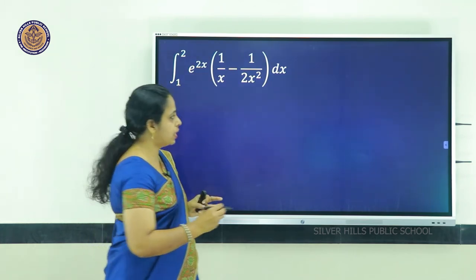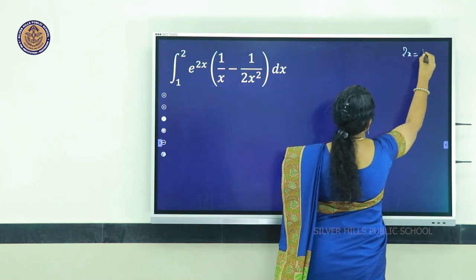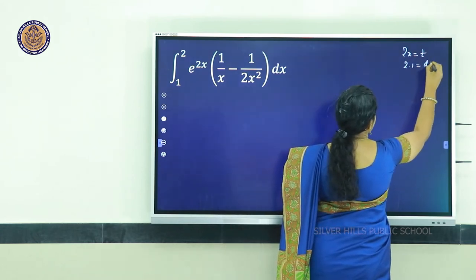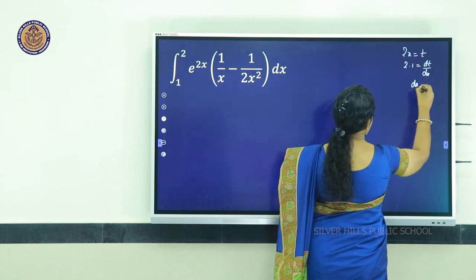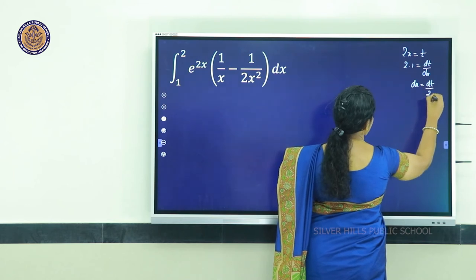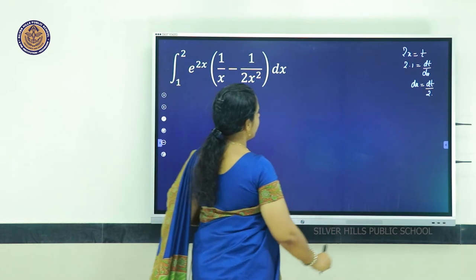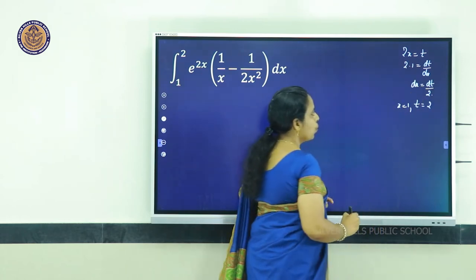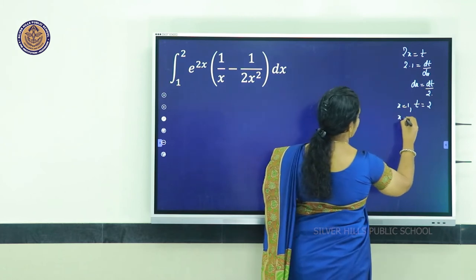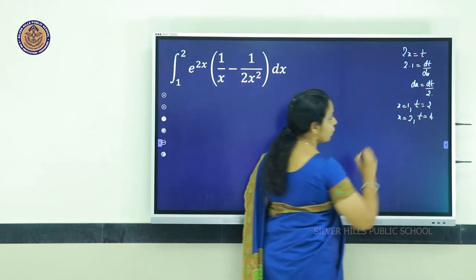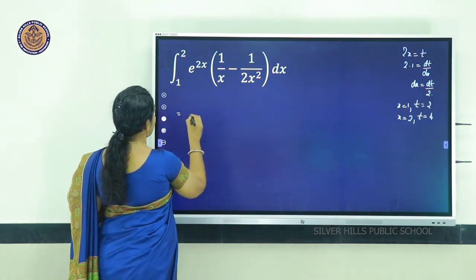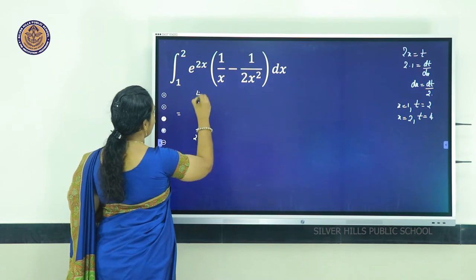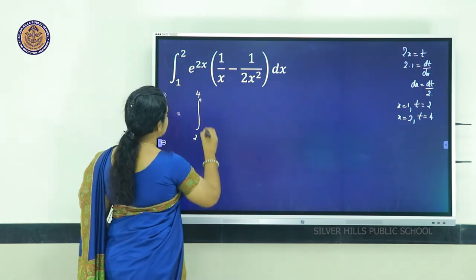2x, let us give equal to t. 2x equal to t. Differentiating with respect to x, 2 into 1 equal to dt by dx, dx will be equal to dt divided by 2. Change in limits: when x equal to 1, t will be 2 into 1, 2. When x takes the value 2, t takes the value 4. Now let us substitute here and see. Integral 1 to 2 will be changing to 2 to 4. E raised to 2x, e raised to t.